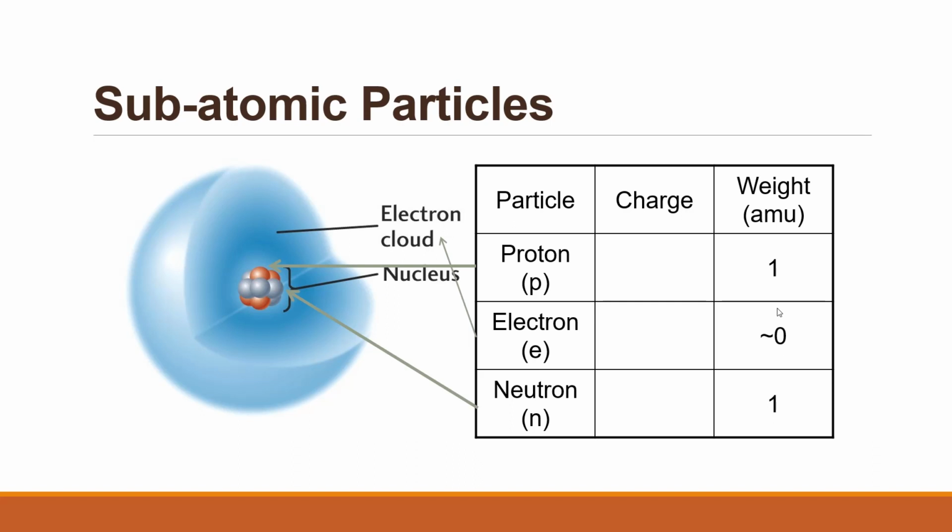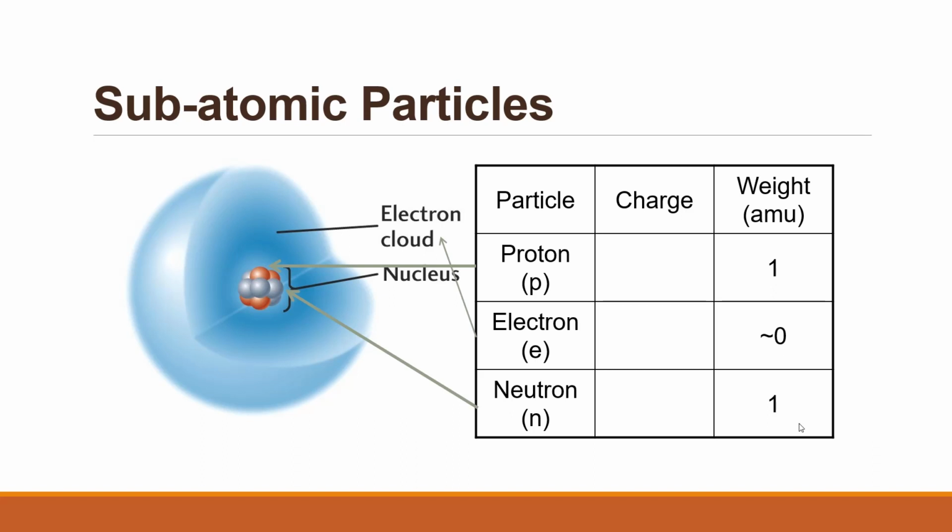The atomic number is going to be the number of protons that an element has. The atomic number is what defines the element. Every element has a unique number of protons. If you change the protons, you change the element. The atomic weight is how much the element weighs, and that ends up being the number of protons, which have an AMU of 1, plus the number of neutrons, which also have an AMU of 1.